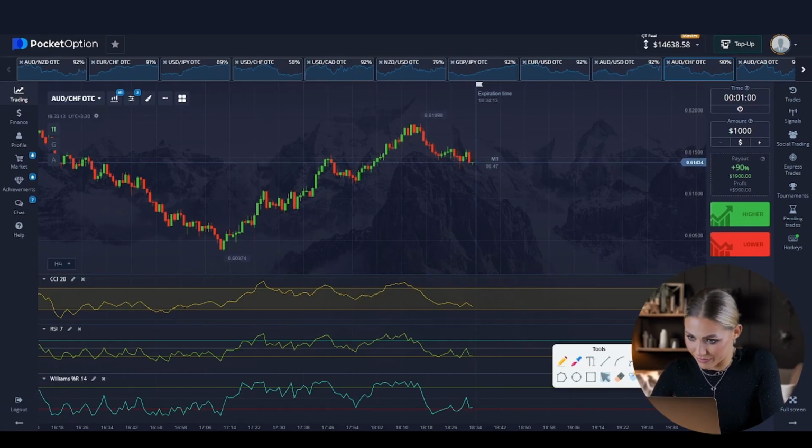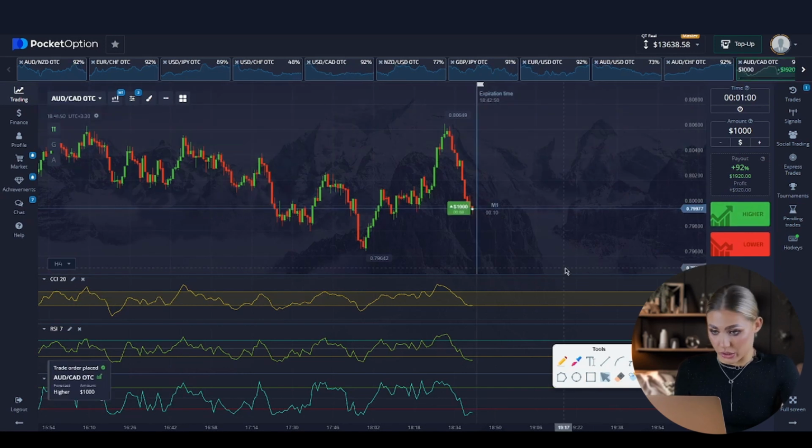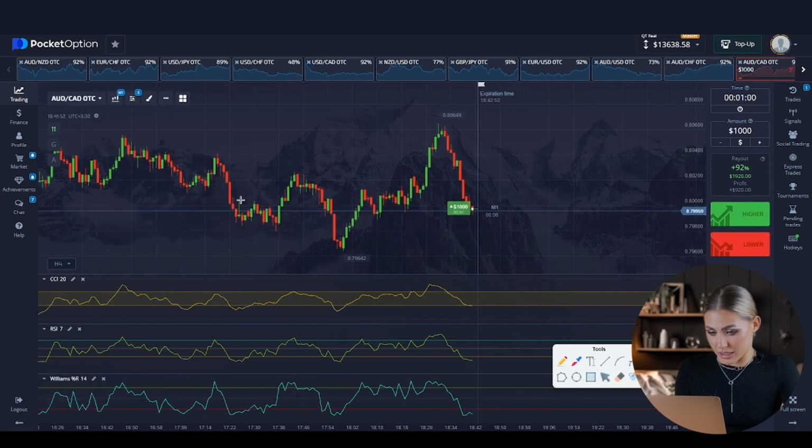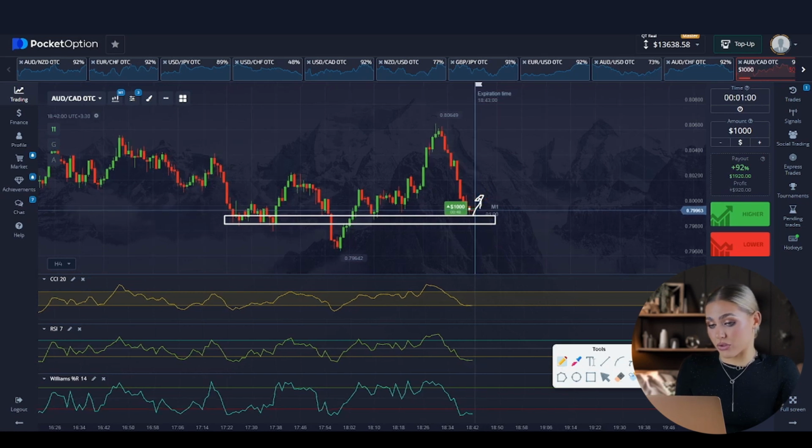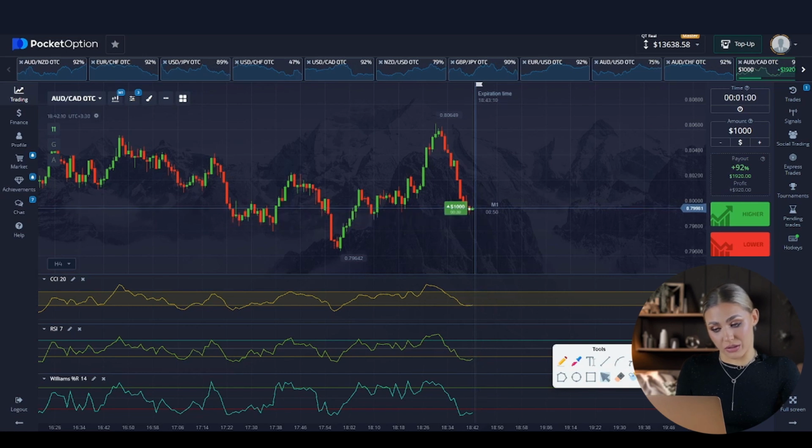Fantastic, let's keep going. Now, a very interesting situation on the AUD and CAD pair. I'm opening a trade to go up. Why? Although red candles formed, indicating potential downward movement, the price is at a reliable support level. Also, indicators show oversold conditions, suggesting a potential upward reversal.